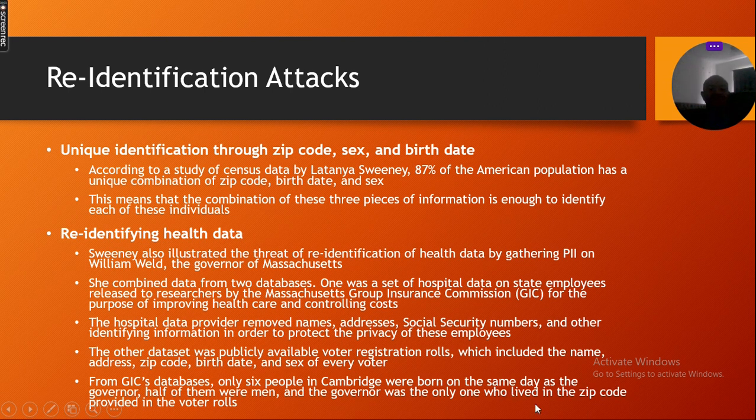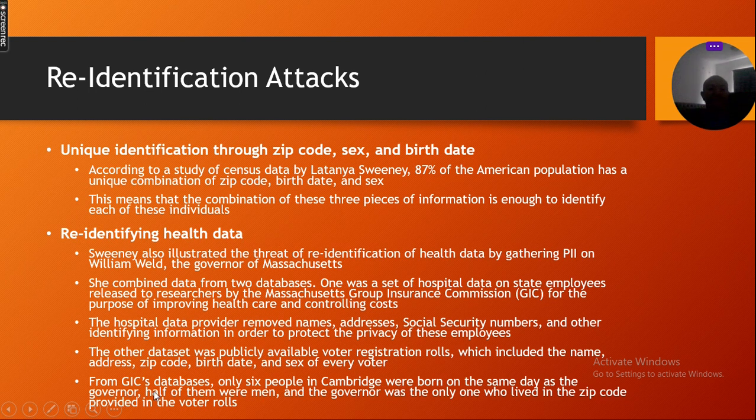Now, the other data set was publicly available. Every other piece of information like your illness, and your sex, male or female, was made publicly available. This was the voter registration rolls, which included the names, address, zip code, birthday, and sex of every voter. So from the two data sets, one had the very sensitive information with the PII removed, and the other, the voter one, had the name, the address, and zip code.